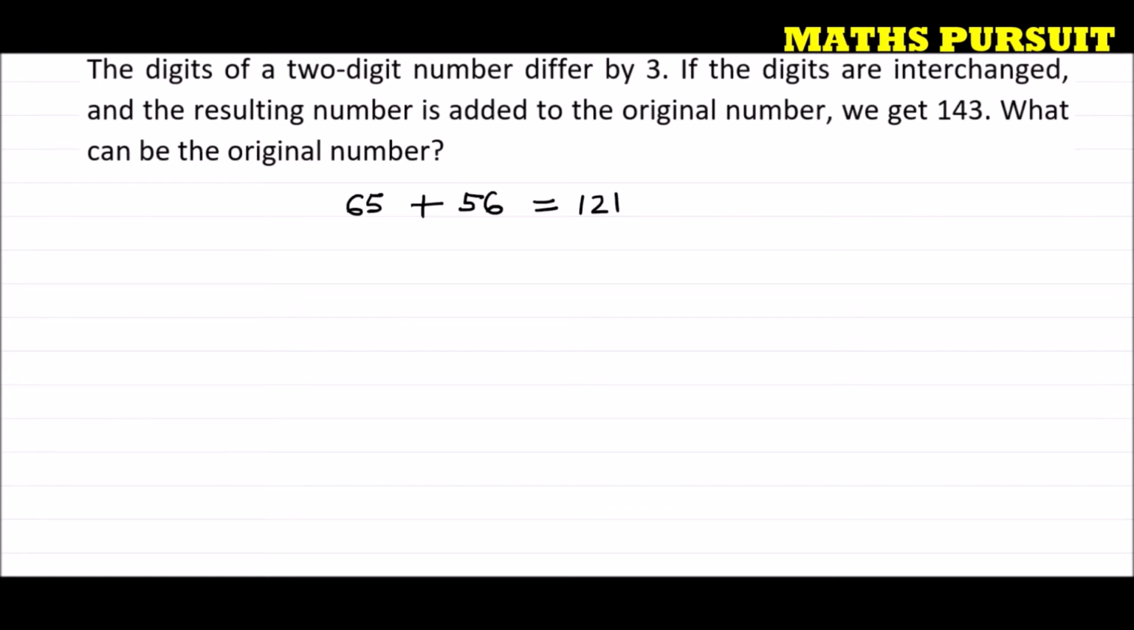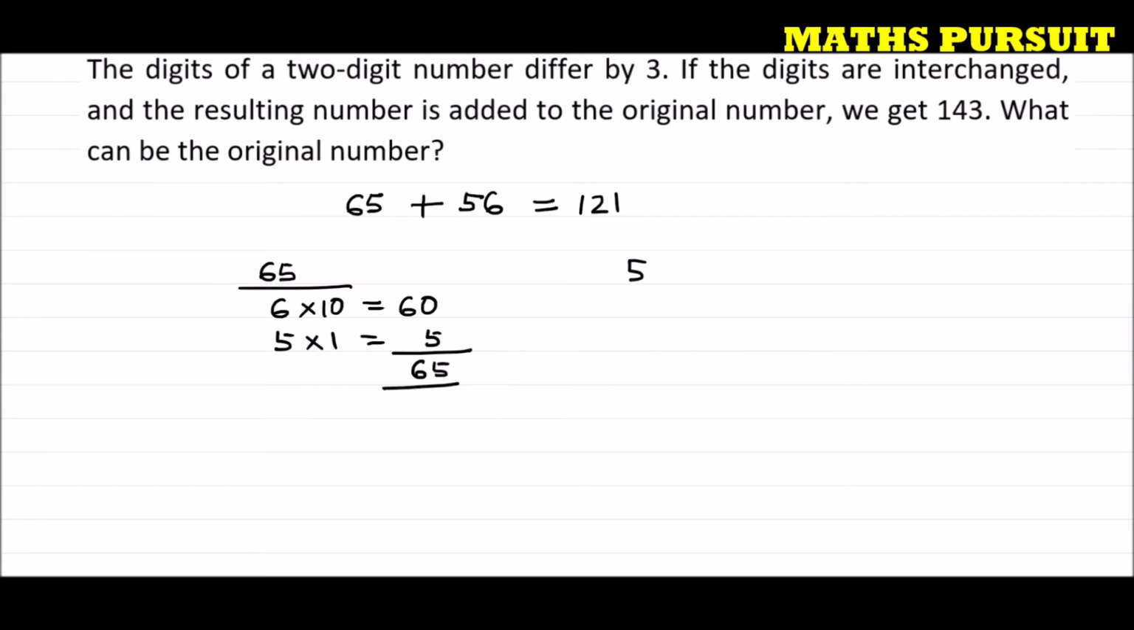Now, let us try to understand the main fundamental thing. How can we write 65? 65 can be written as 6 into 10. That means 6 is in the tens place. 6 into 10 is equal to 60. And then 5 is in the units place. 5 into 1 is equal to 5. All together, if we add, we will get 65.